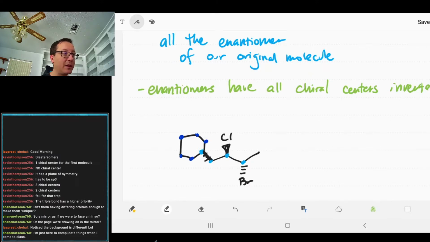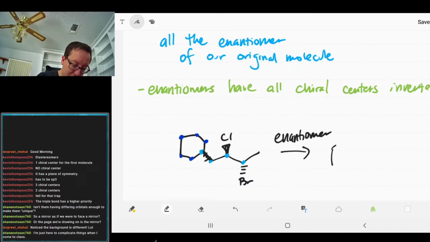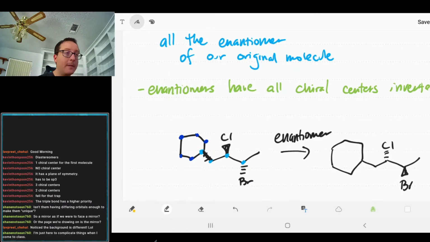But the easiest way to draw the enantiomer is just to switch all your wedges and dashes. So that chlorine that was on the wedge becomes the dash. Everything else stays the same. Just switch the two. In my opinion, that's the easiest way to draw the enantiomer. However, if you really wanted to draw a different reflection, that's fine. There are three different reflections you can do.